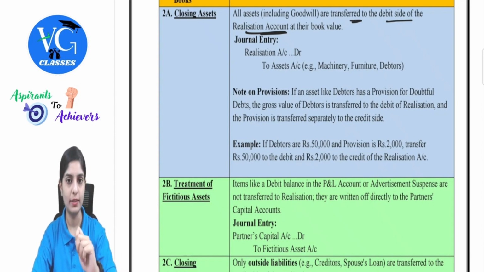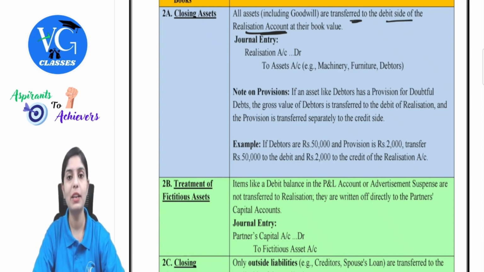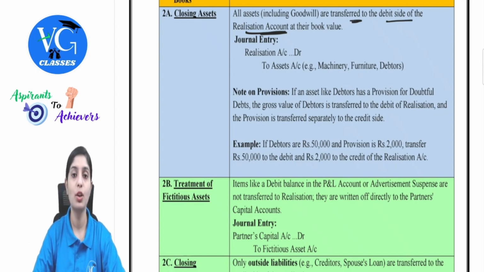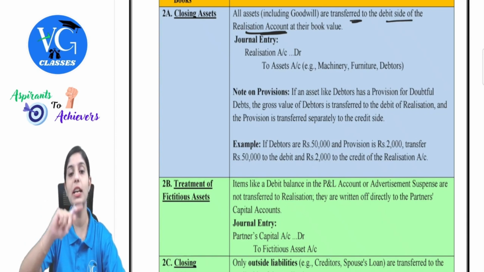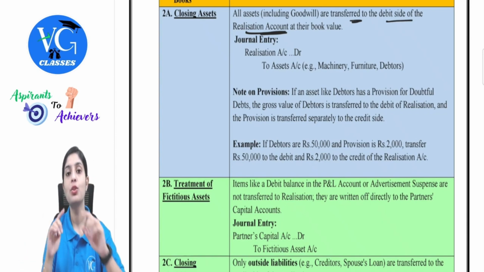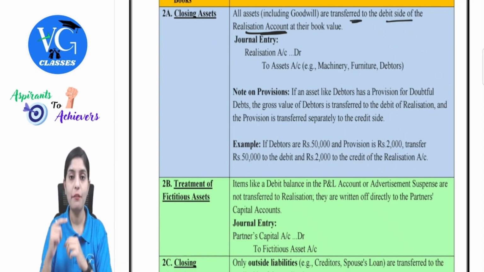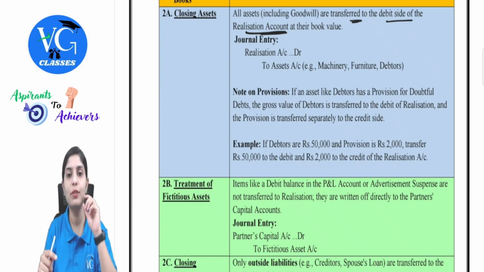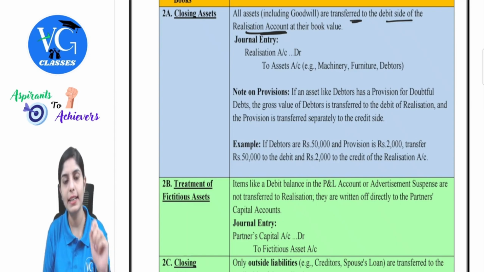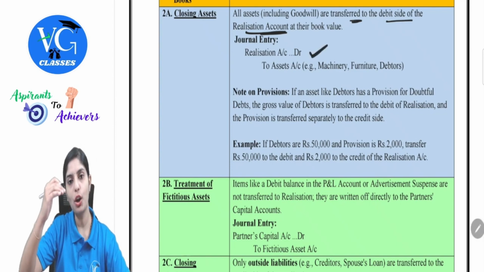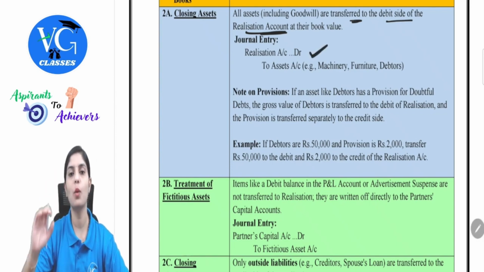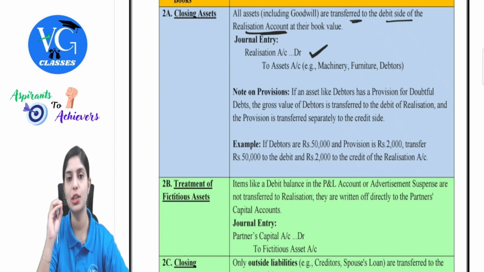So understand one thing. Assets by default will have a debit balance. Now I have to close the assets. So if I have to eliminate this, what will I do? I will credit it. So I will transfer it on the credit side. So if I close the asset, using which account do I do it? For this, we have a separate account called the realization account. So therefore, the entry will be realization account debit to assets. Whatever list of assets we have, everything will be transferred to realization account.